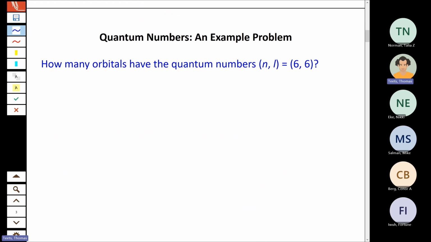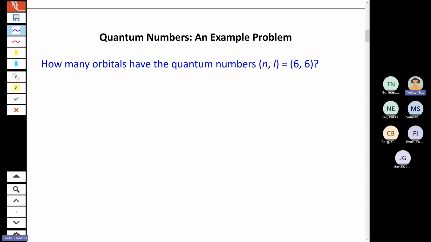This is another one that asks about the number of orbitals that have certain quantum numbers. You may see problems like this on the homework assignment, where we give you a set or subset of quantum numbers and ask how many orbitals are in there. Today we're going to learn the maximum number of electrons you can put in there, which is a related relationship. Here we have: how many orbitals have the quantum numbers n, l equals 6, 6? Make sure you read these questions closely, because we learned some simple relationships last time, but you don't want to follow them blindly.